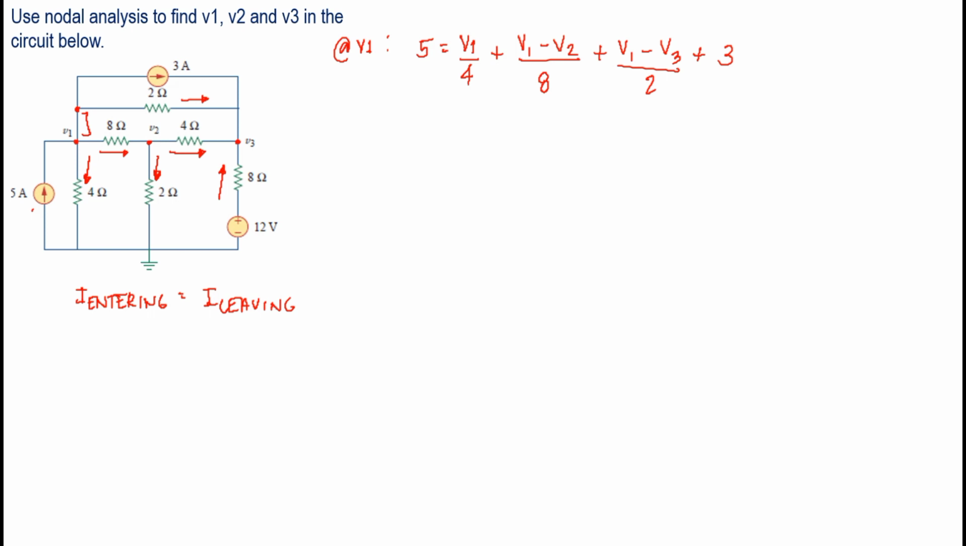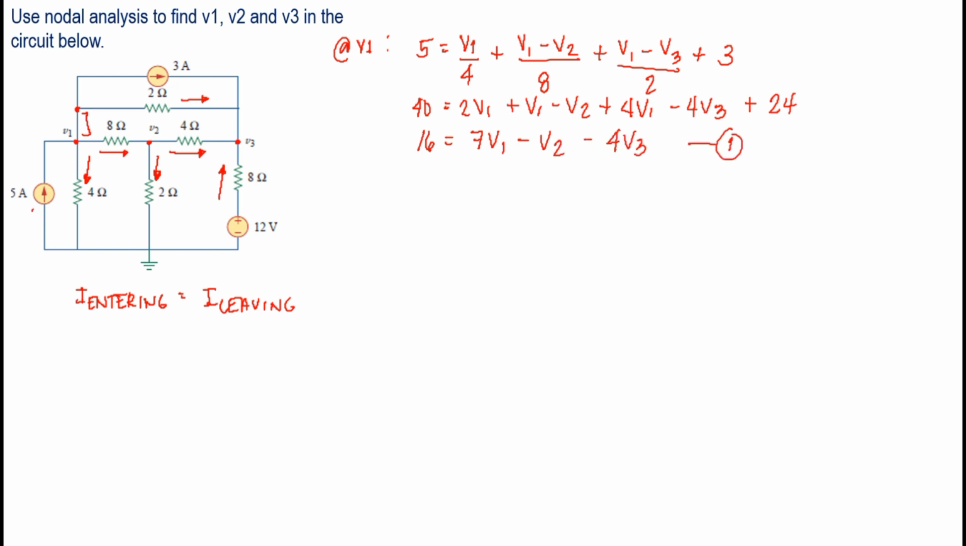Then let's multiply both sides of the equation by 8. So we'll have 40 is equal to 2V1 plus V1 minus V2 plus 4V1 minus 4V3 plus 24. So 40 minus 24 is equal to 16, equal to 3V1 plus 4V1, so this is 7V1 minus V2 minus 4V3. And that is our first equation.